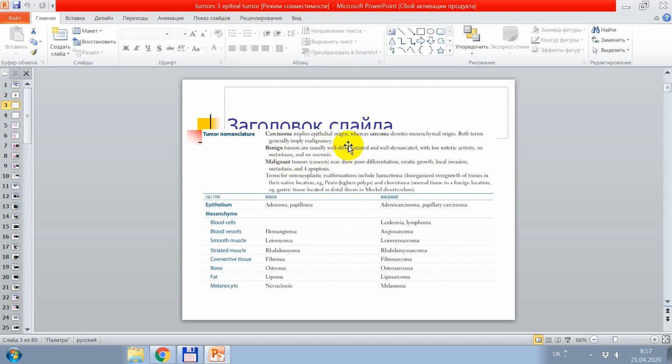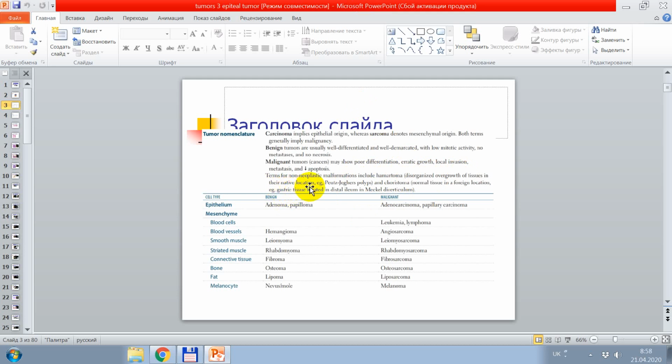Carcinoma applies to epithelial origin, whereas sarcoma denotes mesenchymal origin. Both terms generally imply malignancy. Benign tumors are usually well differentiated and well demarcated with low mitotic activity, no metastasis, and no necrosis. A malignant tumor or cancer may show poor differentiation, erratic growth, local invasion, metastasis, and increased apoptosis.